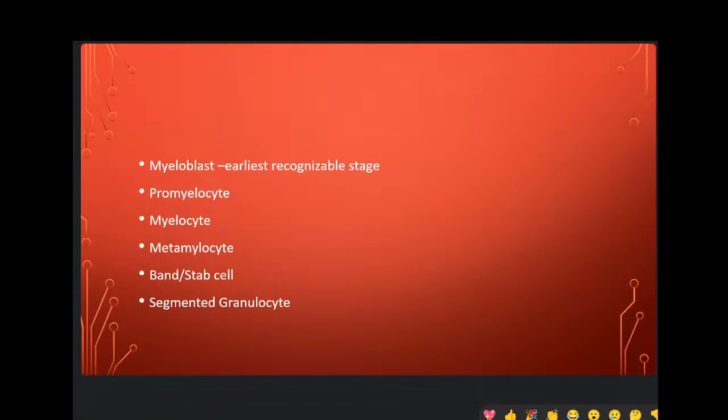Para maalala nyo na yung interleukins niya. 3, 4, 5. Okay? Di ba? Para hindi nyo makalimutan. Kasi may mga interleukin yan. Okay? Clear? Clear ba? Claro? Okay. Let's talk about the myeloblast.